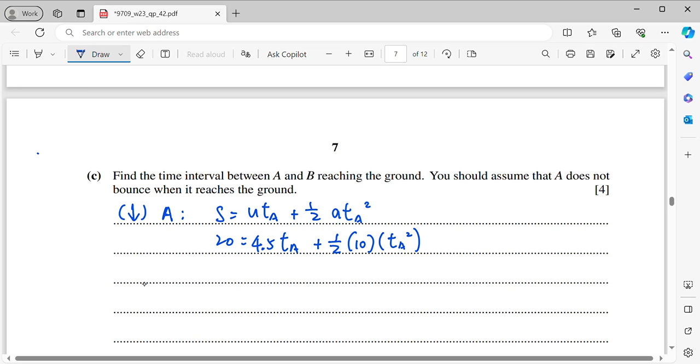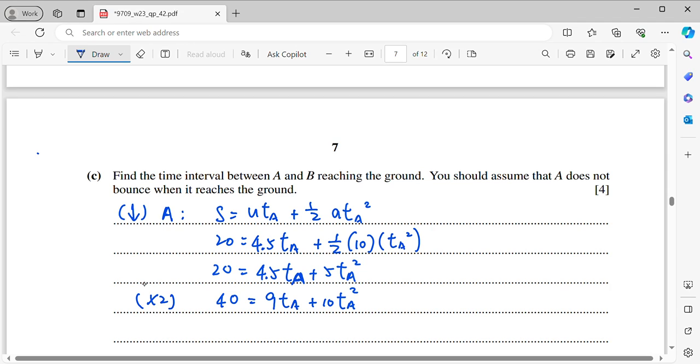So when you simplify this, this is basically 20 equals 4.5 tA plus 5 tA squared. This is my equation. From here, I can solve for tA squared. Because of the 4.5, I don't want a fraction or decimal, so I times by 2. When you times by 2, you get 40 equals 9 tA plus 10 tA squared.